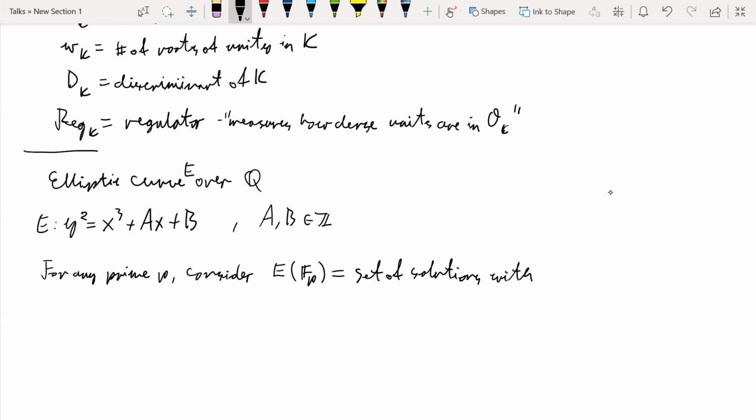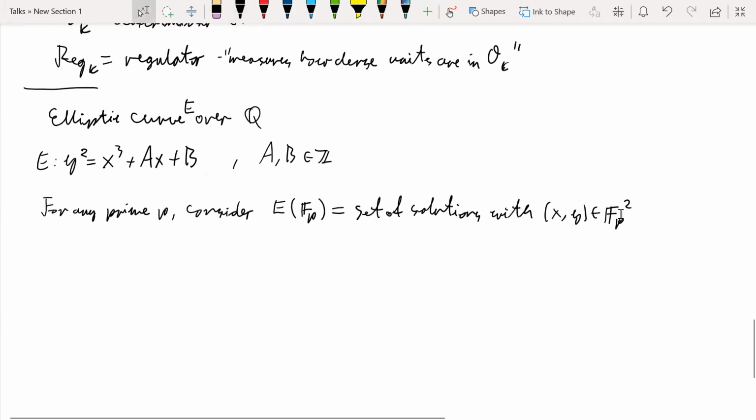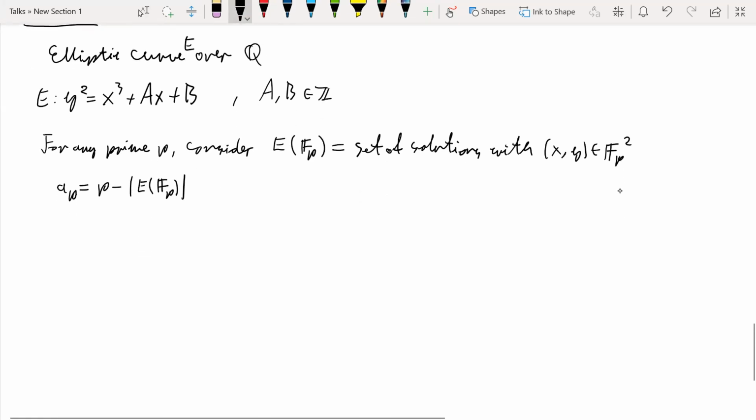With x, y in F_p squared. So in particular, we only require this to be a congruence mod p, not an equality. And let me define a bit of a funny quantity, which is a_p, which is equal to p minus the size of this E(F_p). I'm also ignoring the point at infinity, if anyone knows what that is. So we have those quantities a_p.